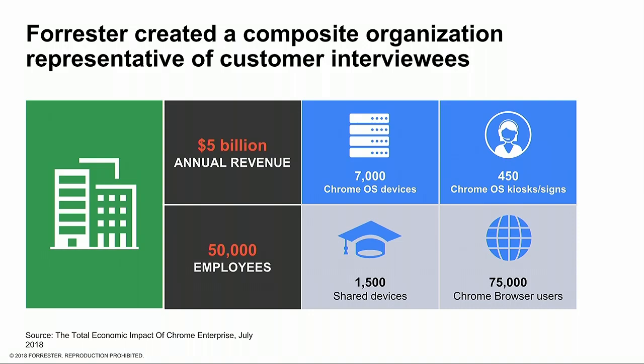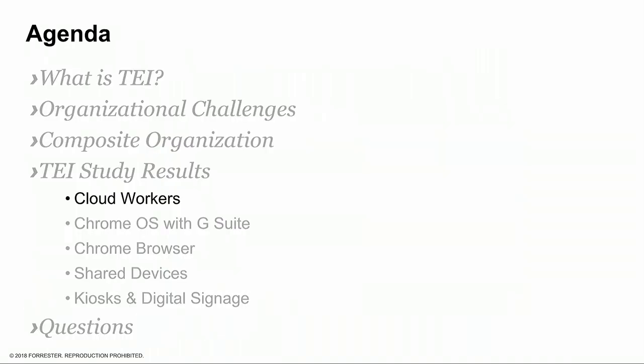They also implemented 450 Chrome kiosks and signs, and they put together 1,500 shared devices for their workers to use. Across their organization, they deployed Chrome browser as their default browser on every single endpoint, which was 75,000 endpoints. So this is the basis for our composite organization. This is the company that we're building these benefits based on. So let's get into the results of the study.